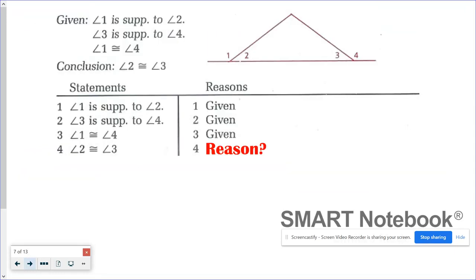Okay, so here we are given that angle 1 is supplementary to angle 2, that angle 3 is supplementary to angle 4, that angle 1 is congruent to angle 4, and we want to prove that angles 2 and 3 are congruent. So do you remember why they would be?